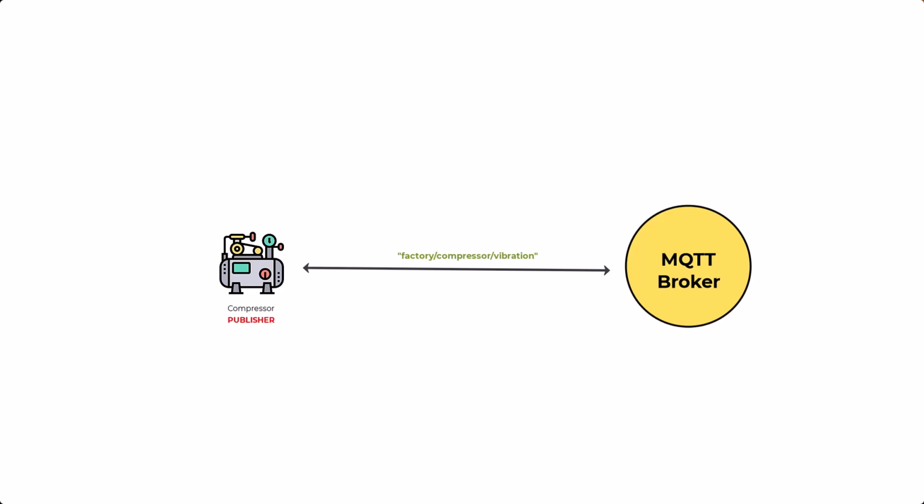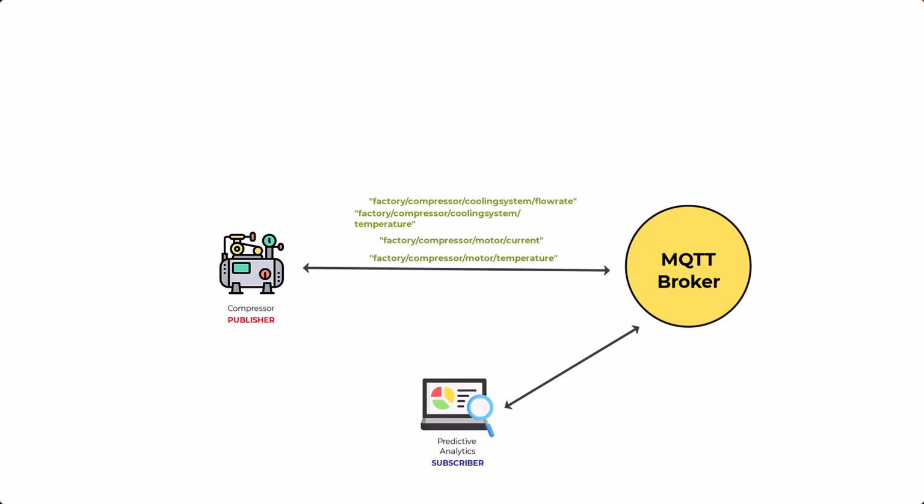For example, to provide subscribers with granular access to data about the components of a compressor, an MQTT client could publish the motor's temperature and current readings under these topics. Similarly, the temperature and flow rate readings of its cooling system could be published under these topics. Meanwhile, an analytics application consuming all this data from the factory to generate predictions could publish prediction results under a dedicated topic.